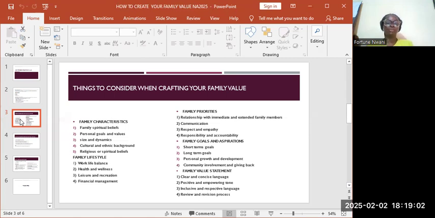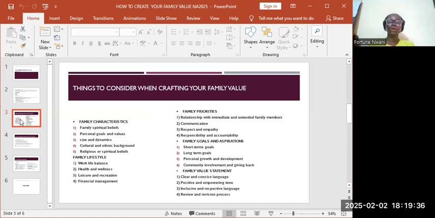Then you want to ensure that your family values statement is speaking positive and empowering. It should be positive and it should be empowering. It should have the tone of positivity and empowerment. And also it should be inclusive and respectful. The language should be inclusive and respectful. And also there should be room for reviews and revision.